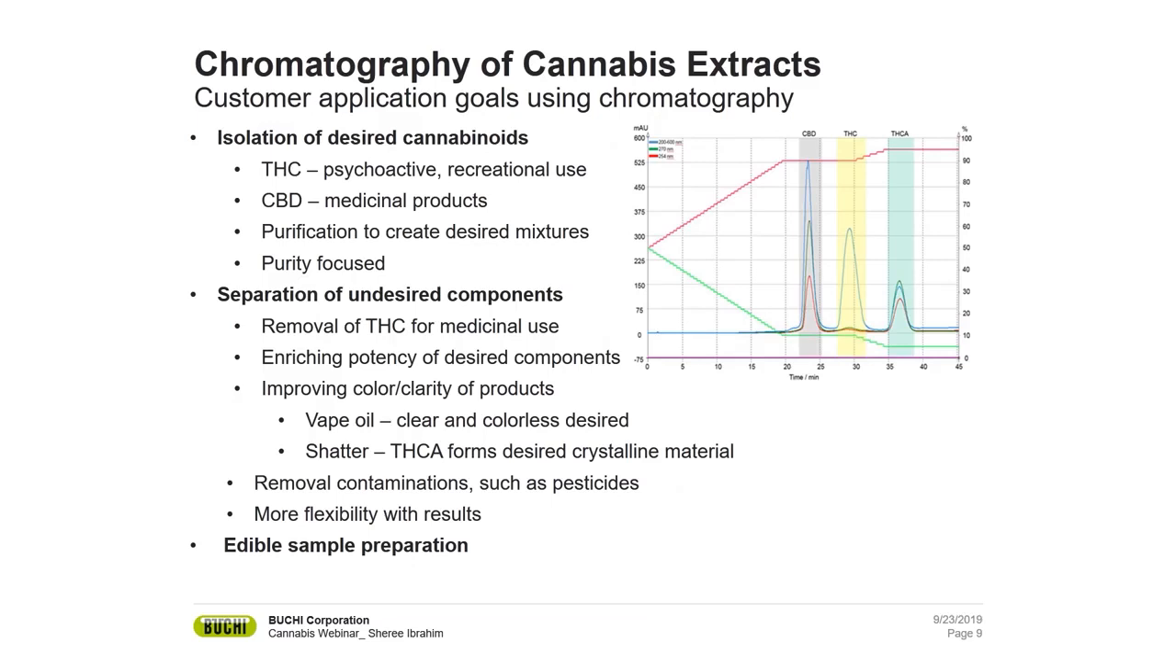There are several different applications on how chromatography is used in cannabis extracts. First is for isolation of desired cannabinoids such as CBD, THC, focusing on purity. Second, it's for separation of undesired components. So removal of THC for medicinal purposes, enriching potency of desired components, improving color clarity of a product in vape oil or shatter, removal of contaminants such as pesticides.